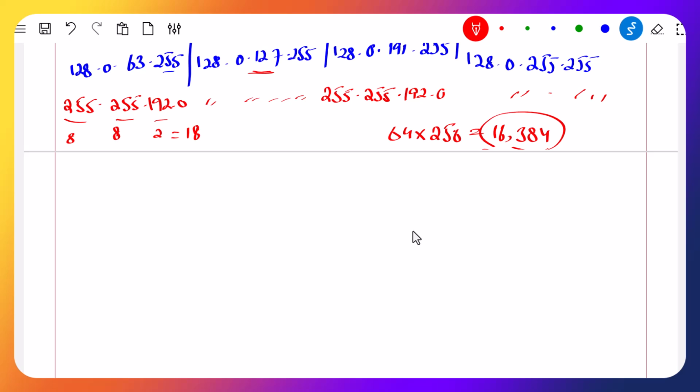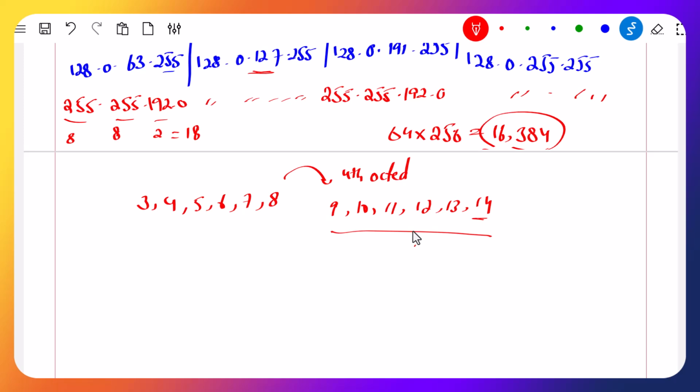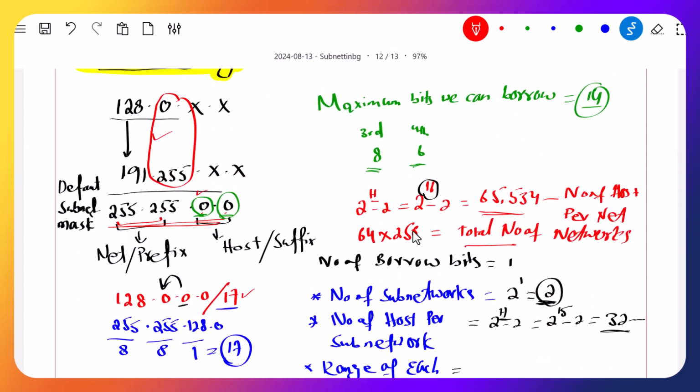You can continuously carry on with this, and you can borrow 3 bits, you can borrow 4 bits, you can borrow 5, 6, 7, and 8. When you borrow 8 bits, it means the third octet will be completed. Then you will start borrowing bits from the fourth octet, again starting from the most significant bit, which will become your 9th bit, and 10, 11, 12, 13, and 14. Remember, you cannot go beyond 14, because if you borrow 14, it means from the fourth octet you borrow 6 bits and here you already borrowed 8 bits, so it's equal to 14. And 14 was the maximum number of bits we can borrow in class B.